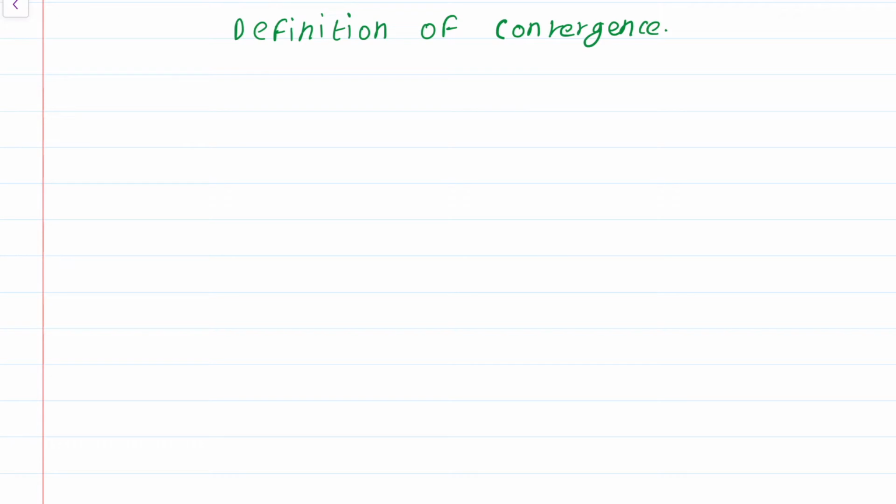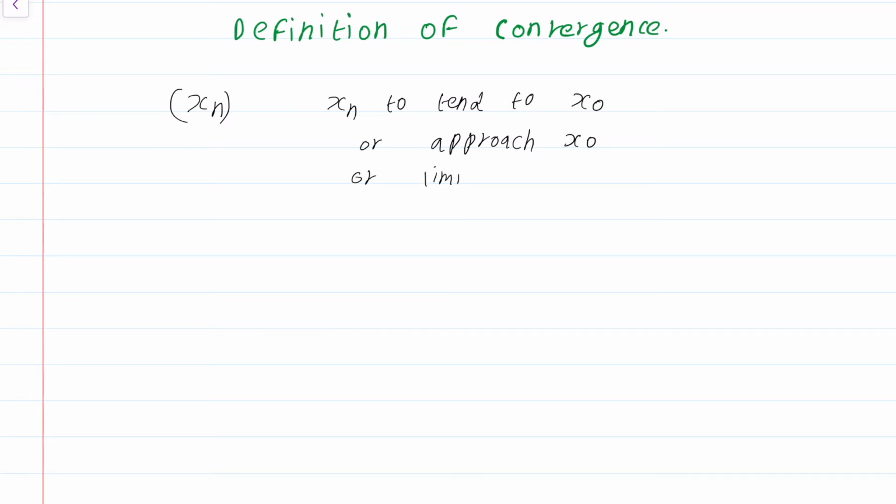What we want to do is the following. We are given a sequence xn and we want to define what it means for xn to tend to some x naught, or approach x naught, or the limit of xn being x naught. These are the various phrases we use to describe the same thing.